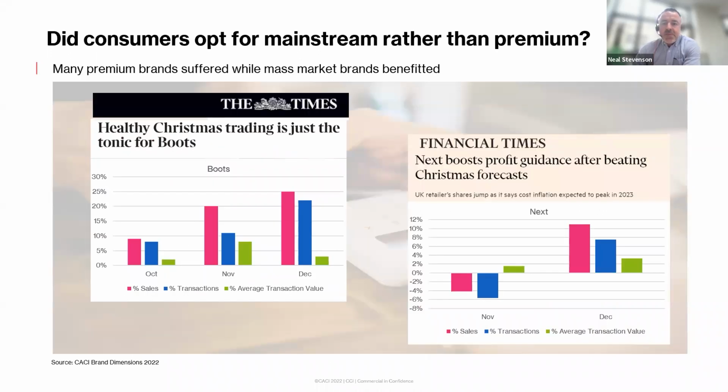So it looks like in general we spent less at Christmas by purchasing less expensive presents, looked for better value. We've shifted how we budget, we've spread the cost, but have we changed the retailers that we use for those gifts? And the answer seems to be yes. Brand Dimensions data shows us that the more mainstream high street brands were trusted this Christmas, with brands like Next and Boots trading well.